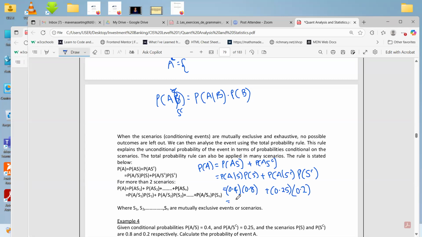0.32. Please, sir, you said it might give us one, then we must use the other? Sorry, I didn't get what you mean by that. You could have been told that the scenario of the probability of S is 0.8, and they stop there. They're silent on this bit.